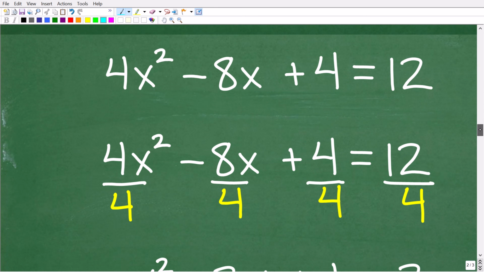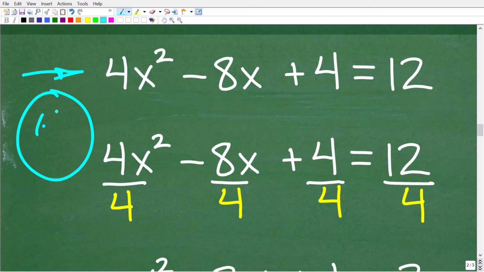Okay, so someone could do this and they'll end up with 4x squared minus 8x plus 4 is equal to 12. Now, as soon as they did that, they might be saying to themselves, boy, I don't think I should have done that because I have a common factor of 4. So let's make our life easier by dividing the entire equation by 4 or each term by 4.